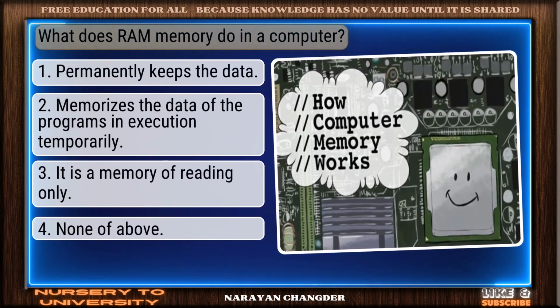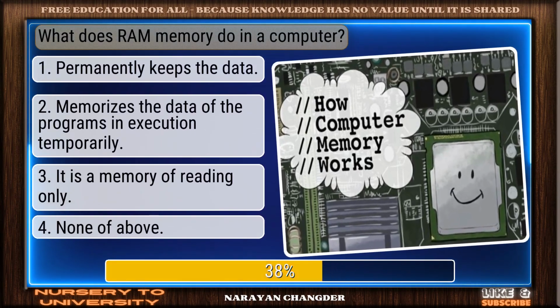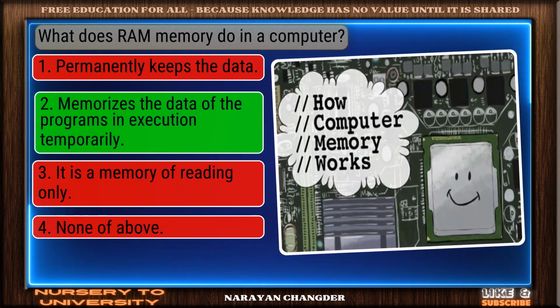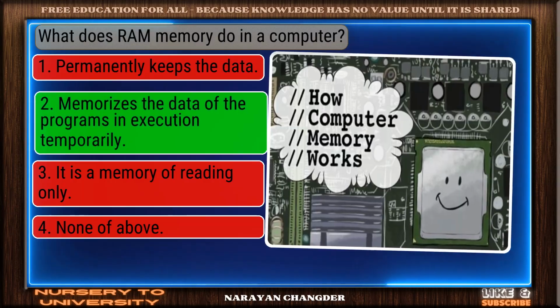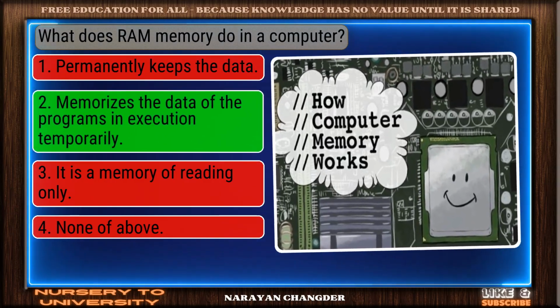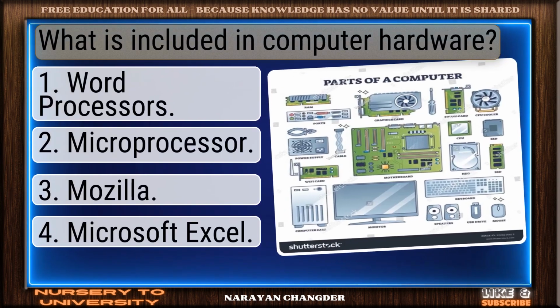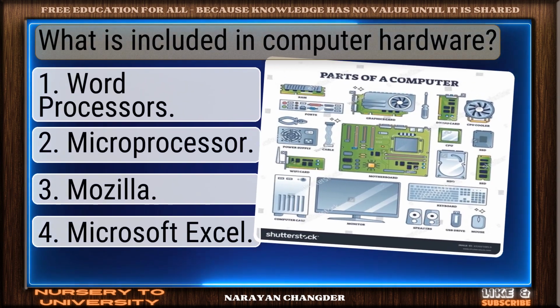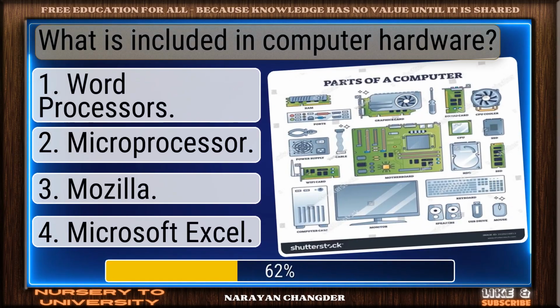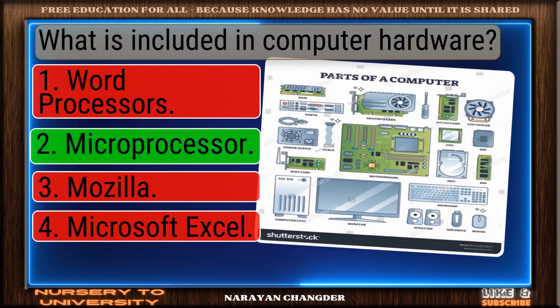Question number 17. What does RAM memory do in a computer? Strong choice. Memorizes the data of the programs in execution temporarily is the right answer. Question number 18. What is included in computer hardware? Well done. Microprocessor is the right choice.